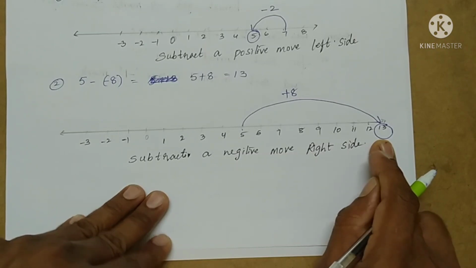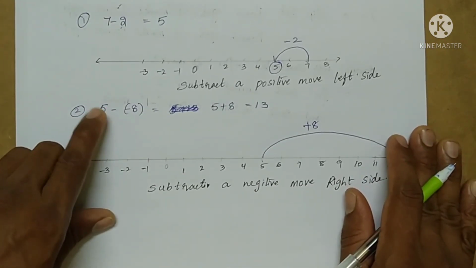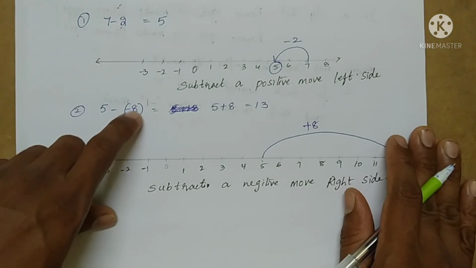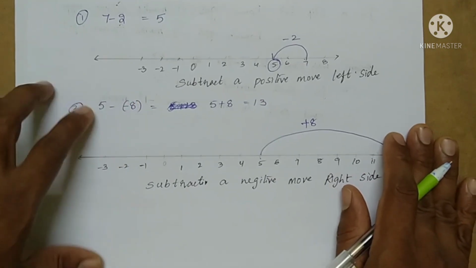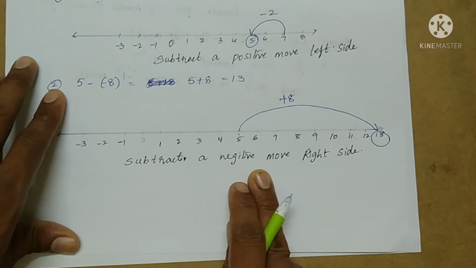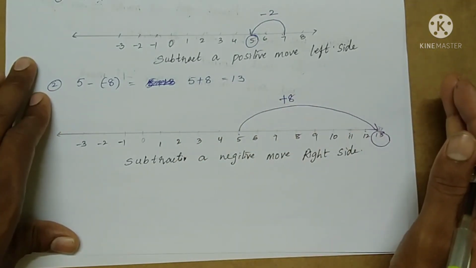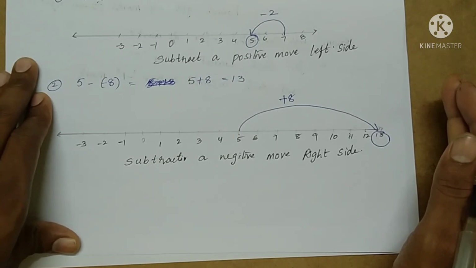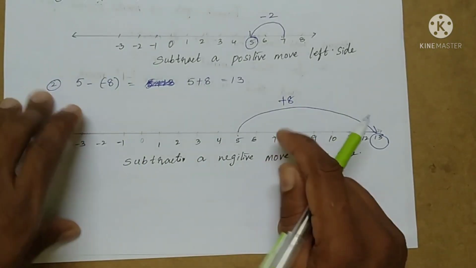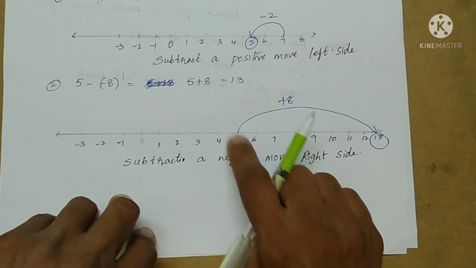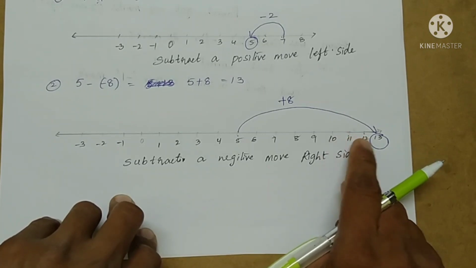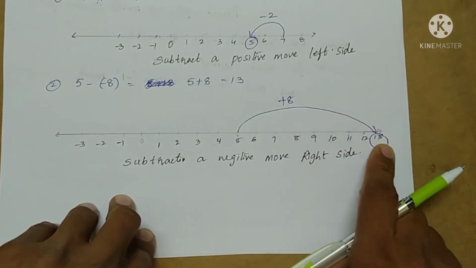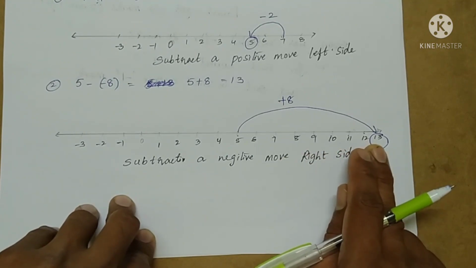Once again I repeat. Here our question is fifth one, 5 minus of minus 8. This is the subtraction of a negative integer. What we have to do? Subtract a negative integer, we have to move right side on the number line. So 5 is here on the number line. Plus 8 means 1, 2, 3, 4, 5, 6, 7, 8. So 5 plus 8 is equal to 13. This is the final result.